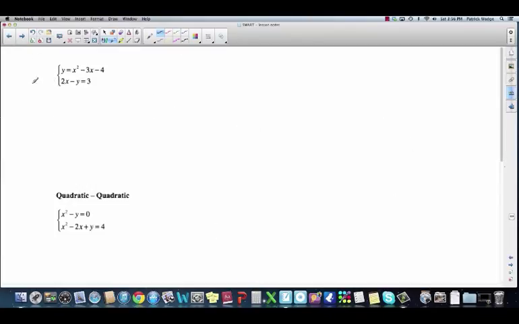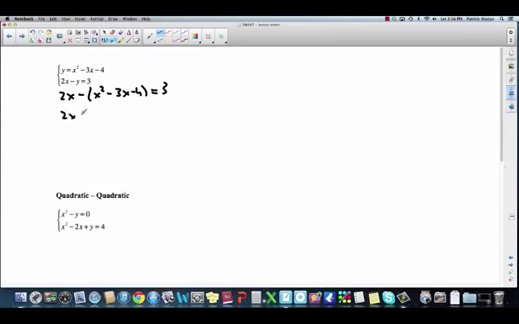Another linear quadratic. So again, we have the y isolated. This question is virtually the same as the last question, except there's a 3 instead of a 4 here. Let's plug that into the y spot here. So we get 2x minus x squared minus 3x minus 4, but this time it's only equal to 3.